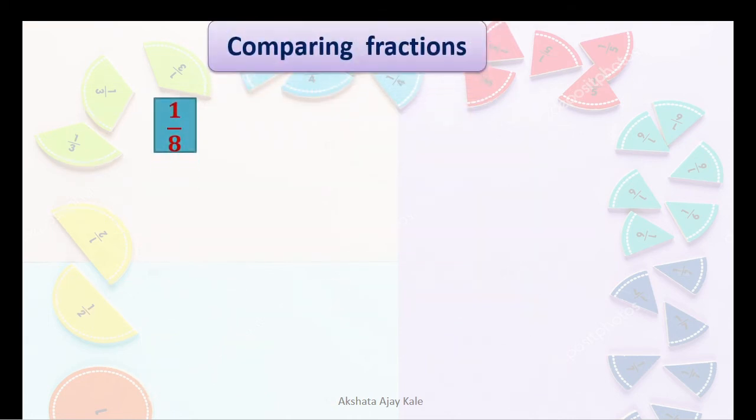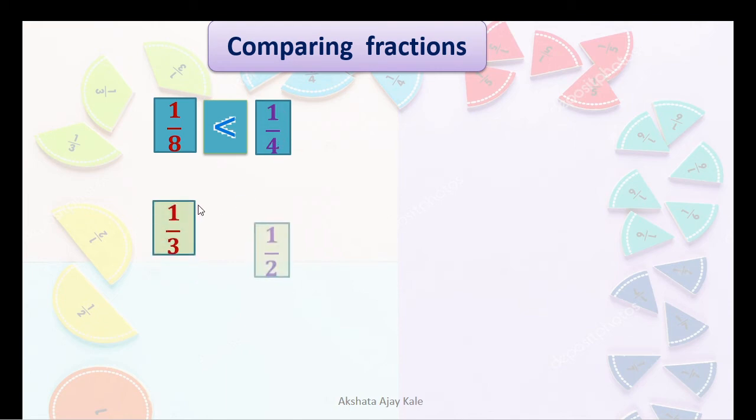Okay, here we will try to compare this. See, 1 upon 8 is smaller than 1 upon 4, isn't it? Because out of 8 parts, 1 part we will select, and out of 4, 1 part. Means this is more, isn't it? Yeah, 1 upon 3 and 1 upon 2. Come on, tell me. Yes, out of 2, 1 part is more. Correct? Very good. Means 1 upon 3 is smaller than half.